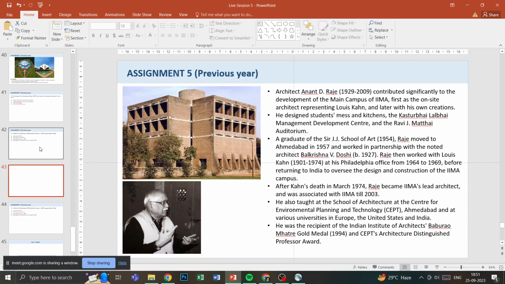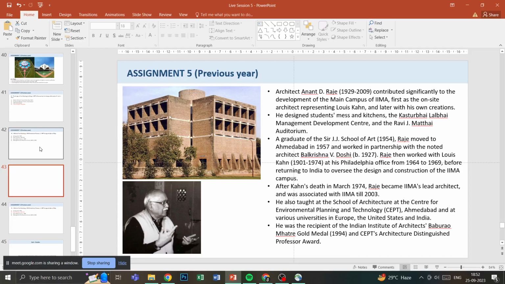And he also later designed these three buildings, which include the Students' Mess, Kasturbhai Lalbhai Management Development Center, and Ravi Mathai Auditorium. After Khan's death in March 1974, after Louis I. Khan died, Raje became IIM Ahmedabad's lead architect, and he was associated with IIM Ahmedabad till 2003.